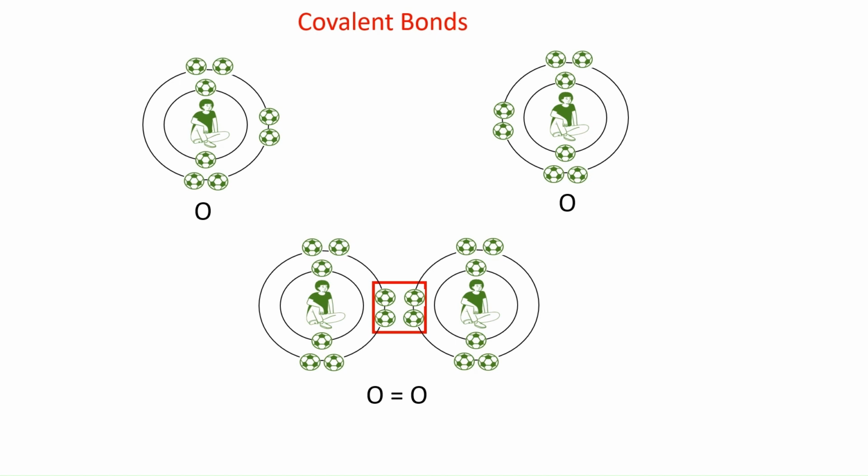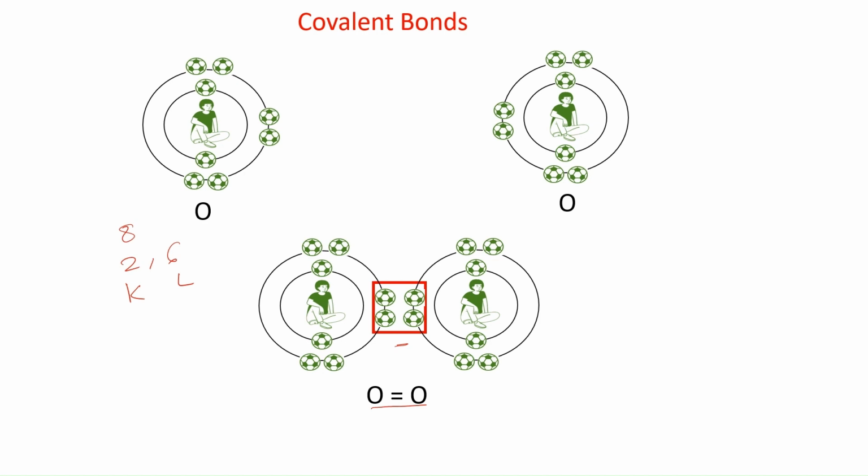Here the example is given of the oxygen molecule, which is formed due to sharing of two pairs of electrons between two oxygen atoms. The atomic number of oxygen is 8. That means the electron distribution is 2 and 6: 2 in K shell, 6 in L shell.